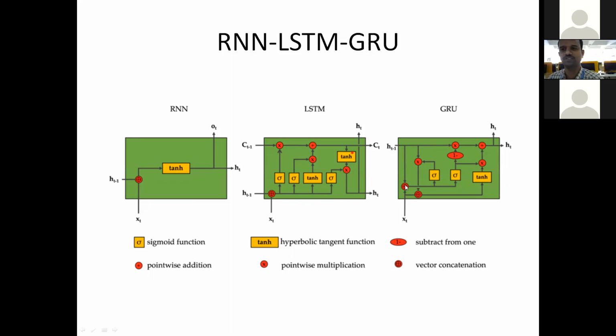You can see more sigmoid functions are applied here, and more hyperbolic tangent functions are applied. Compared to RNN we use more here in GRU, but compared to LSTM we use less. So this is the typical internal architecture of RNN, LSTM, and GRU.